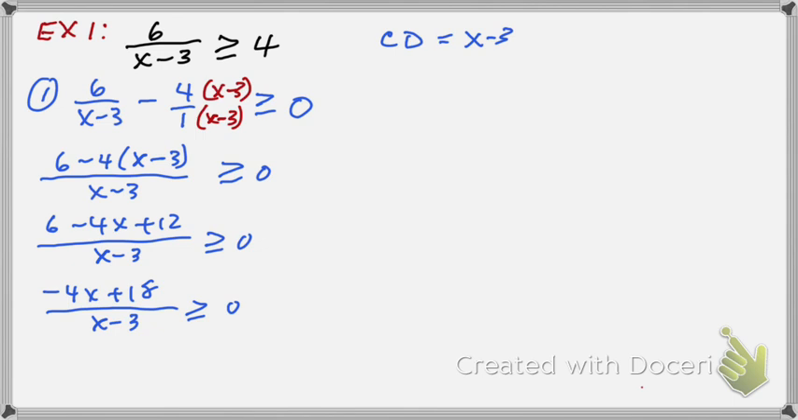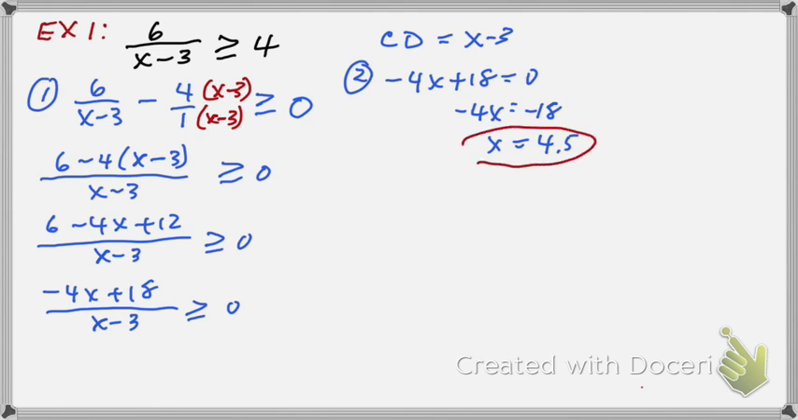Step 1. Step 2 says, take the numerator, solve it as though it were an equation. So I'm going to say minus 4x plus 18 equals 0. And so when I divide both sides by negative 4, I get x equals 4.5. There's one of our critical values.